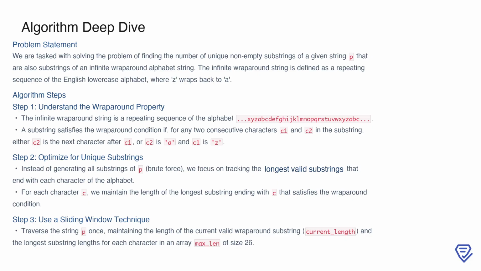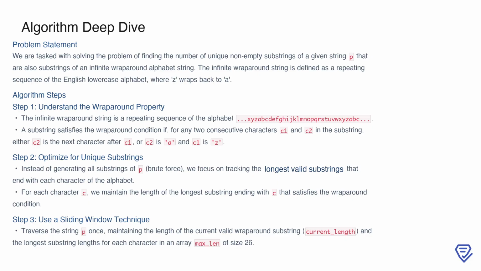To solve this problem, we need to determine how many unique non-empty substrings of the input string p are also substrings of an infinite wraparound string. The wraparound string is essentially the alphabet repeated infinitely in sequence, such as "...zabcdefghijk...". A substring meets the wraparound condition if, for every 2 consecutive characters, the second character directly follows the first alphabetically, or if the first character is z and the second is a, completing the wraparound.